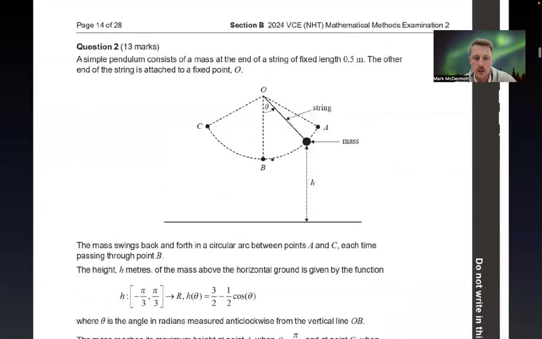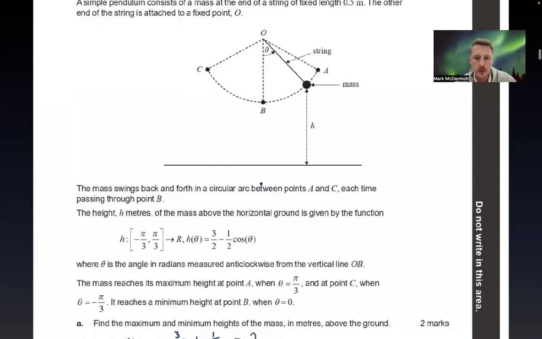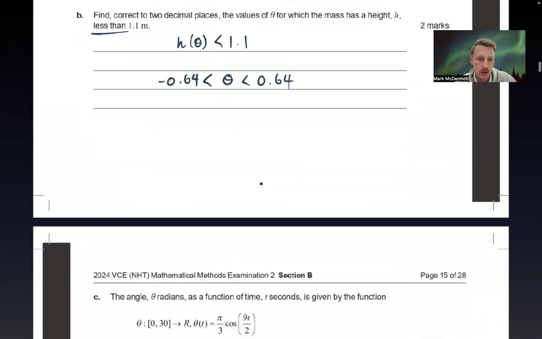Yeah, that makes sense. When it's closer to B, the height is smaller. Okay, I think that checks out.